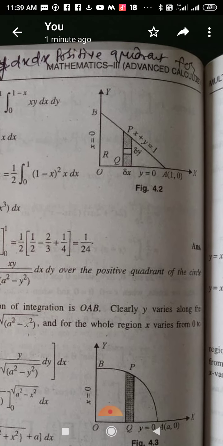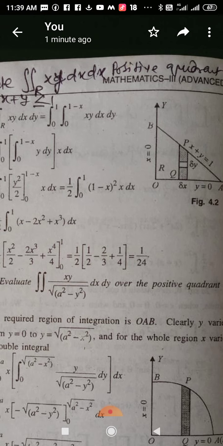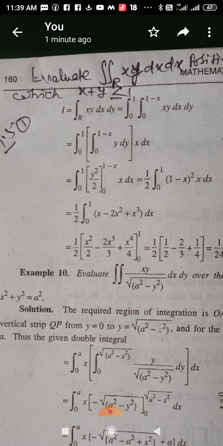In the same manner, the limit of y on the y axis lies between y equals 0 and y equals 1 minus x. Below it is y equals 0 and above it is y equals 1 minus x. So the lower limit will be 0 and the upper limit will be 1 minus x, for xy dx dy. These are the limits of this function.